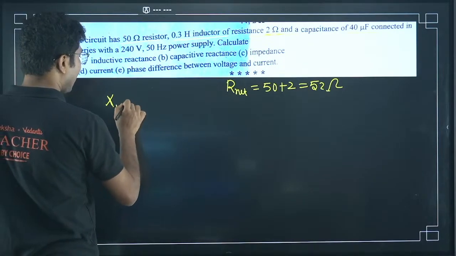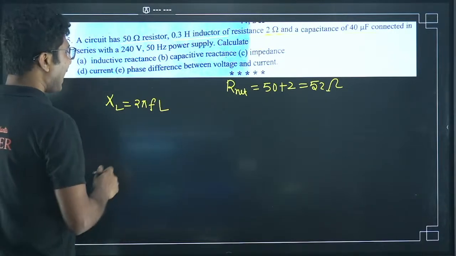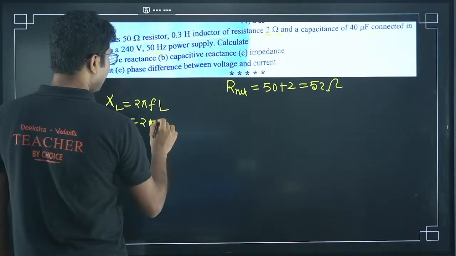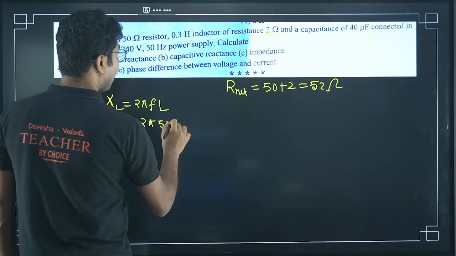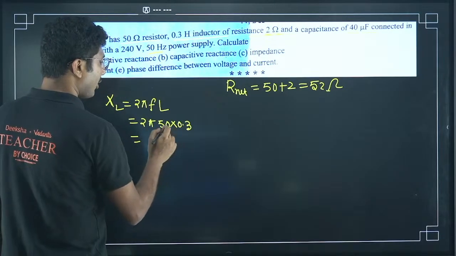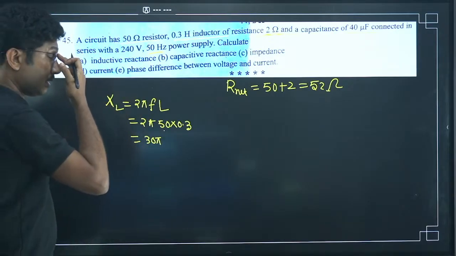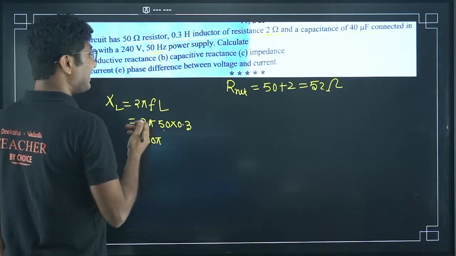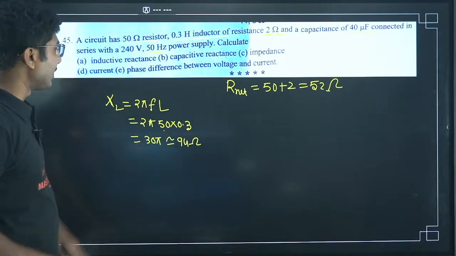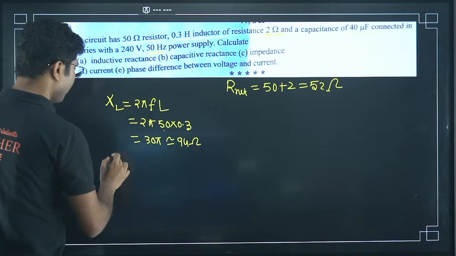Now what is the inductive reactance? Inductive reactance is given by 2 pi f into L. So f is given here as 50 hertz, and L is 0.3. So it will be 100 pi into 0.3, that is 30 pi. 30 pi means approximately 94. You can use the calculator to calculate the exact value. So approximately 94 ohm.